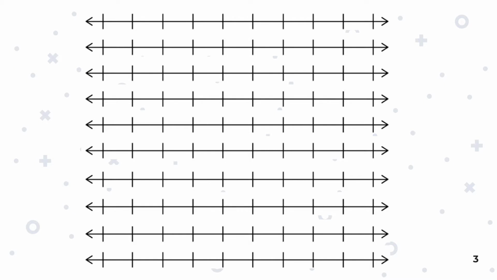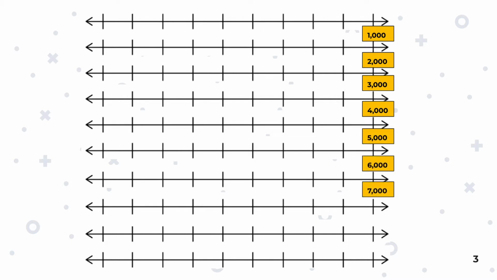Let's get started. Each of these number lines represents 1,000. We're going to count all the way to 10,000 by thousands. That means every time I say a new number, I'm skip counting by 1,000 or adding 1,000 every time. You can say it with me as I count. 1,000, 2,000, 3,000, 4,000, 5,000, 6,000, 7,000, 8,000, 9,000, 10,000.